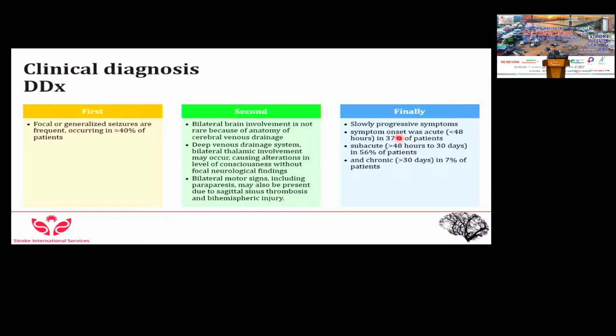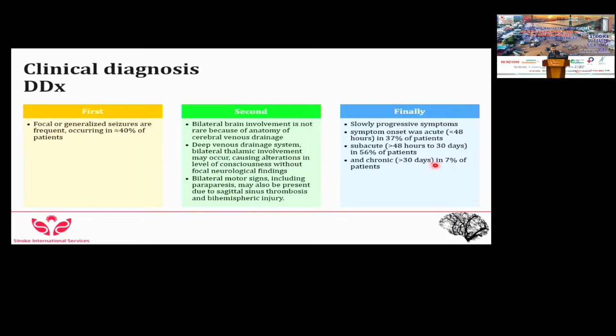And we talk about the differential diagnosis, how we differentiate CVT from other diseases. Here are the characteristics. First, in CVT the headache is common, and focal and generalized seizures are frequent, occurring in 40% of the patients. The second one is that bilateral brain involvement is not rare, so it's very common in patients with CVT. And finally, the symptom is usually slowly progressive.